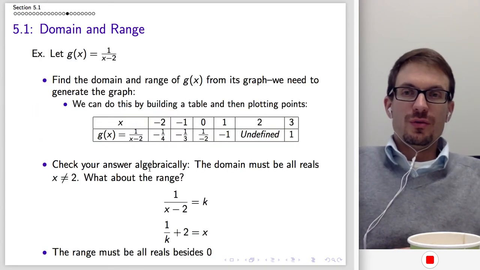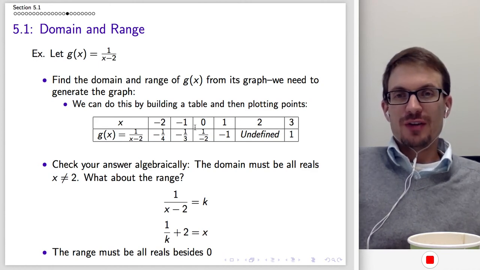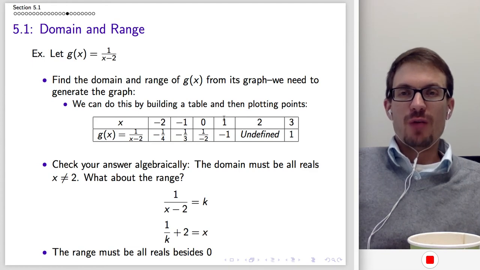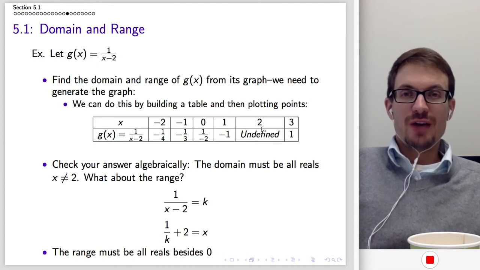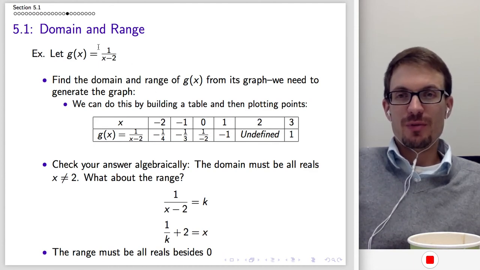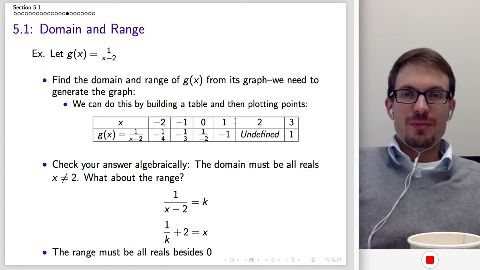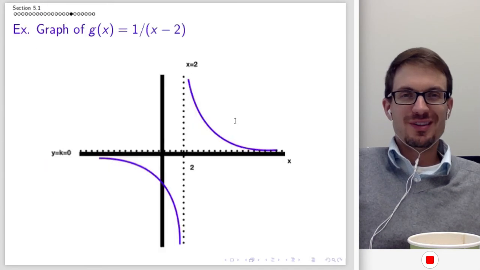Okay, so we can generate a graph. First we make a table. So I'm going to take values of x, and see what outputs these values of x get mapped to by the function. We have a point where it's undefined, right? Where x is 2, we get a divide by 0 problem. And with the points, we can go ahead and plot the picture, right? It's going to look something like this. Ooh, so that looked a little bit scary.